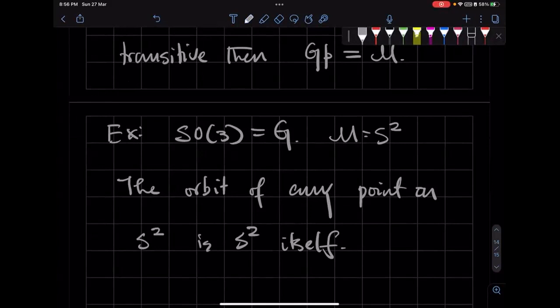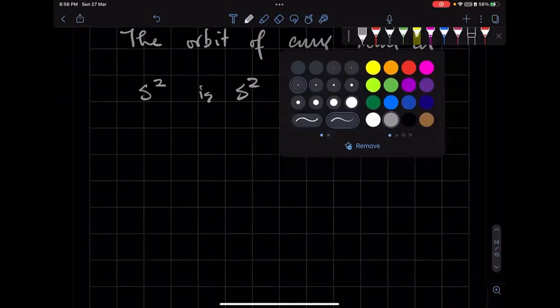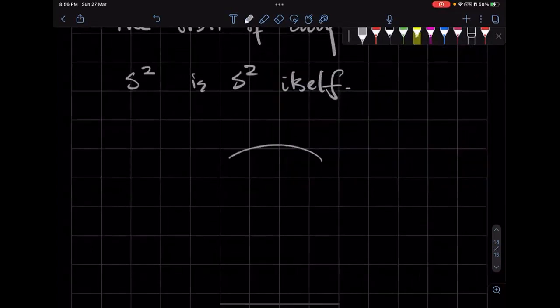So what I'm saying is that if you start with some point on the two-sphere and you apply SO3 elements on the two-sphere, you basically generate all of the two-sphere. So the two-sphere is the orbit of any point on the two-sphere, right? So, I mean, let's just take an example. Let's look at this more explicitly.